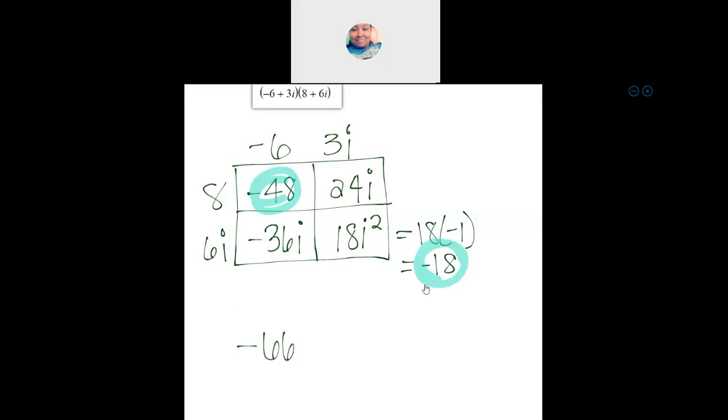After that, I want to go ahead and combine my i's. So my i's happen here. So that would be 24i and -36i. So 24i minus 36i is actually -12i. And this is my answer.